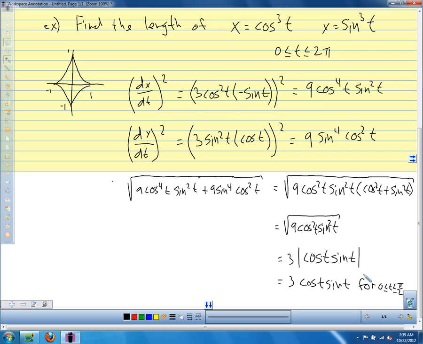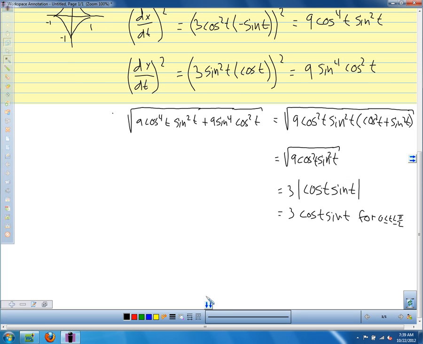So we're just taking that first quadrant and we're going to integrate that and multiply by 4. So our arc length, finally, s equals 4 times the integral from 0 to pi over 2 of 3 sine t cosine t dt.